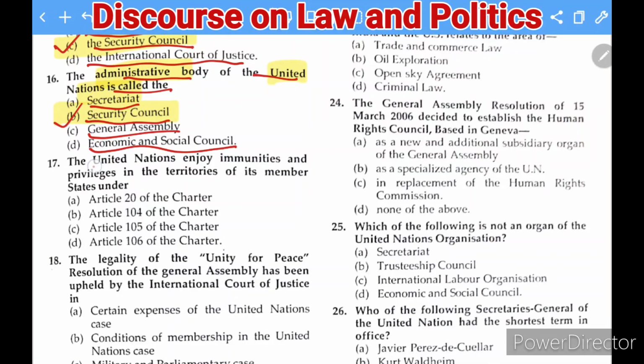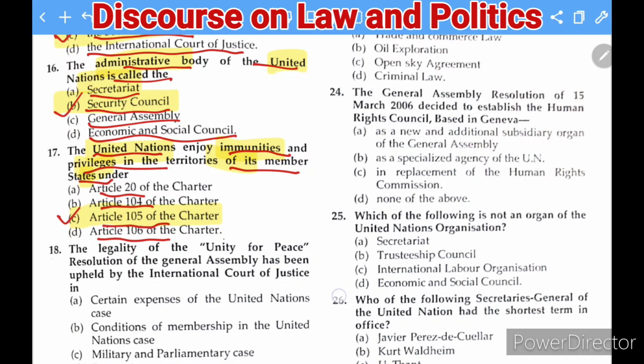Let's move to the next question. The United Nations enjoys immunities and privileges in the territories of its member states under which article? The options given here are Article 20 of the Charter, Article 104 of the Charter, Article 105 of the Charter, Article 106 of the Charter. Which is the right answer? I am waiting for your response. The right answer is Article 105 of the UN Charter, which gives immunities and privileges.